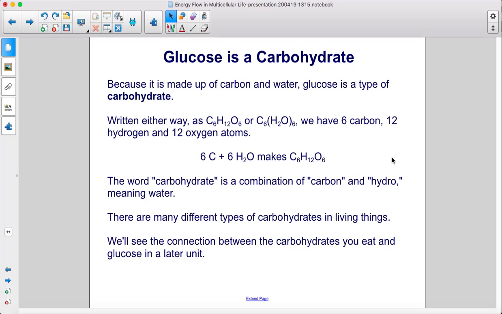The word carbohydrate is a combination of carbon and hydro, meaning water. There are many different types of carbohydrates in living things. We'll see the connection between the carbohydrates you eat and glucose in a later unit.